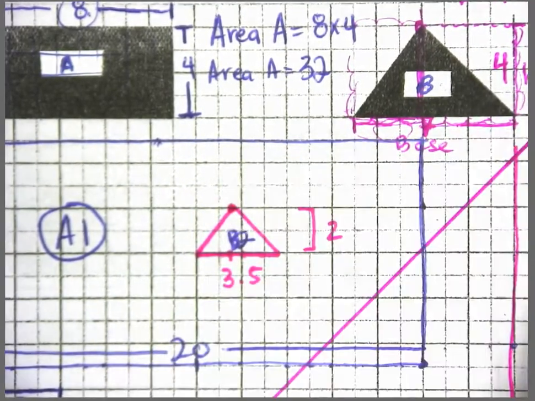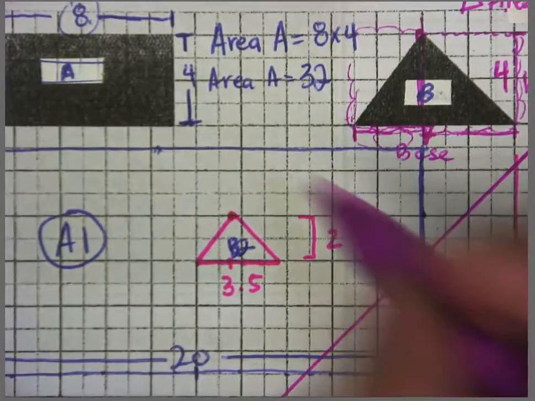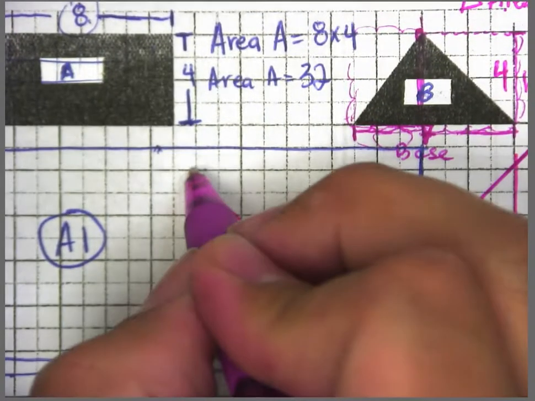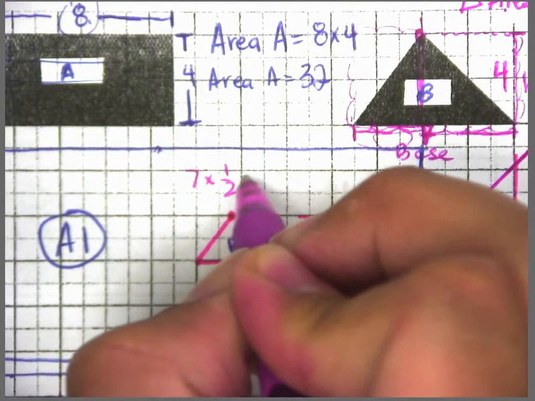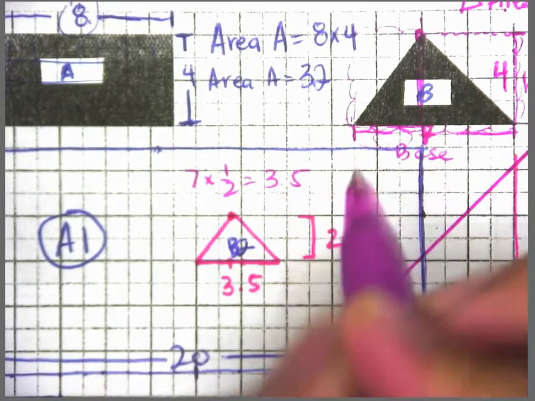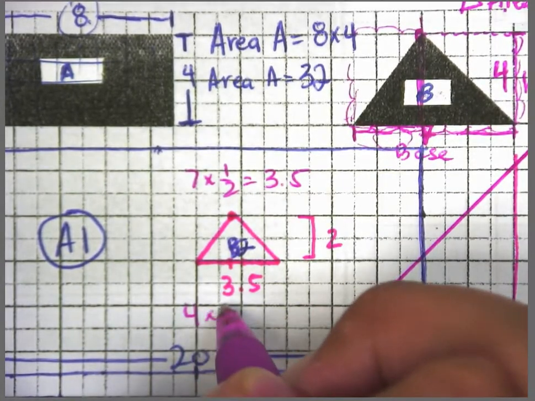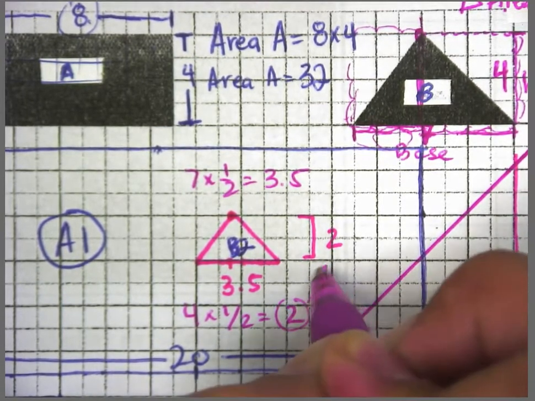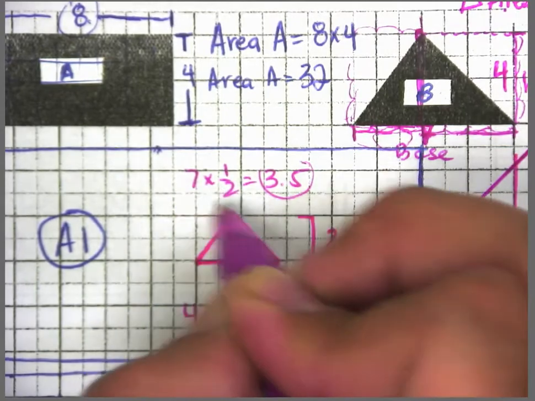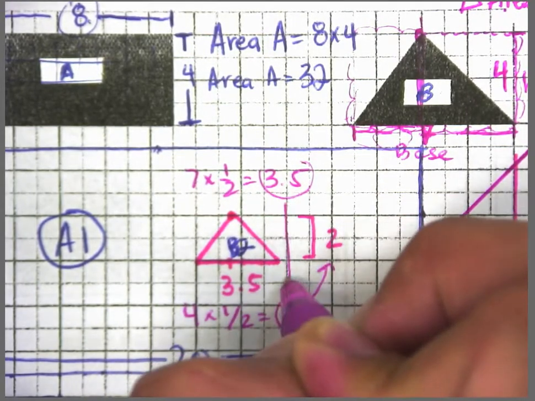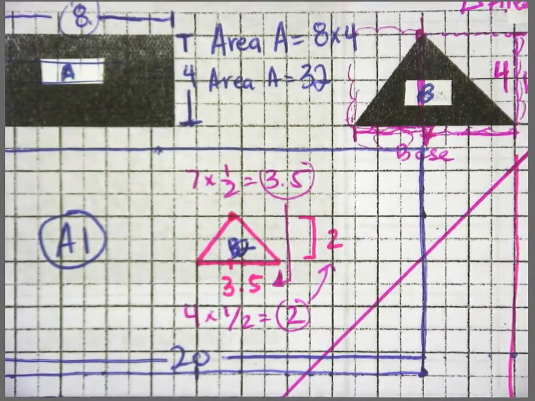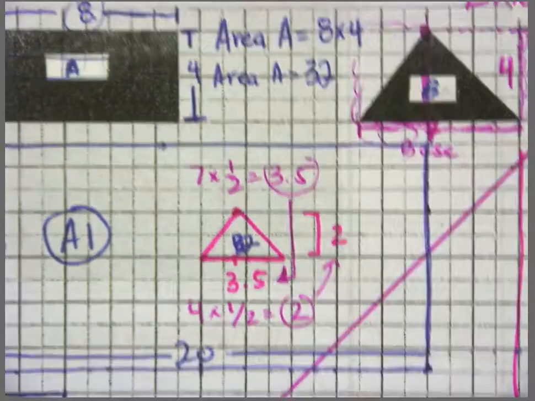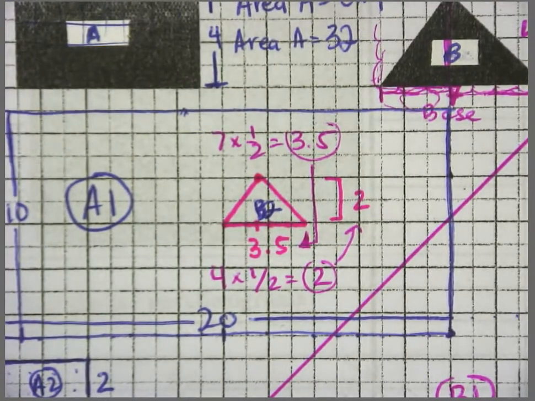Okay, and we can do our work here as well. It doesn't take up too much space. 7 times 1/2 equals 3.5, and 4 times 1/2 equals 2. That's where we got that one, and 3.5. So we got this one. Good. All right.